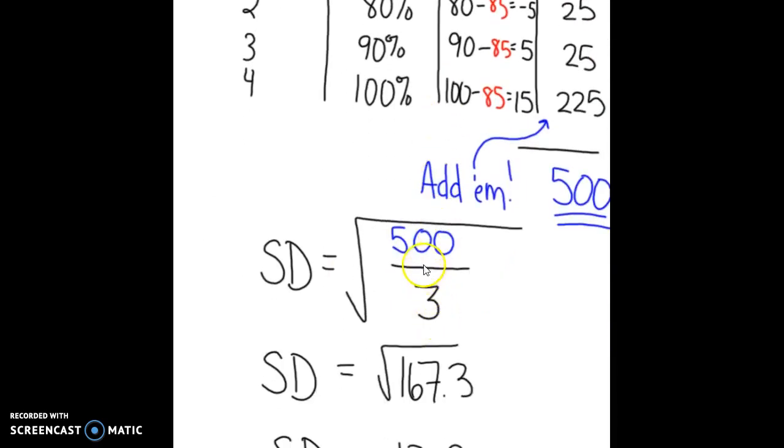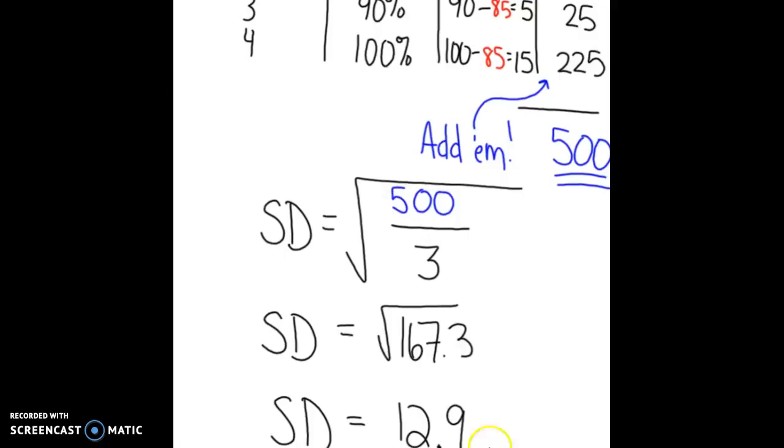So 500 divided by 3, and when I did that, I got 167.3, and then I have to take the square root of that. So my standard deviation is almost 13. It's 12.9. It might be 12.9 something, something, something. I just rounded it to the nearest 10th spot because I'm the teacher and I get to do whatever I want. So my standard deviation is 12.9.